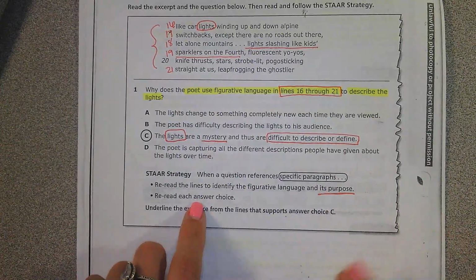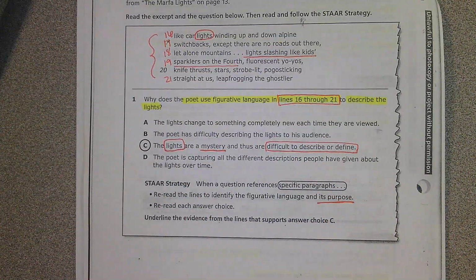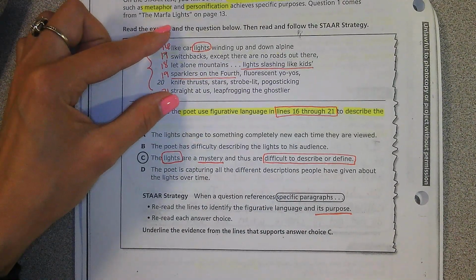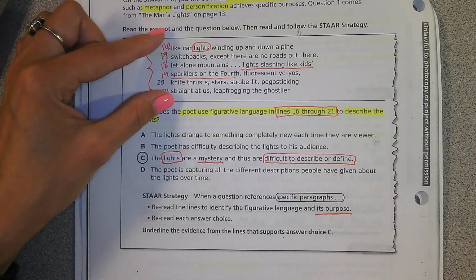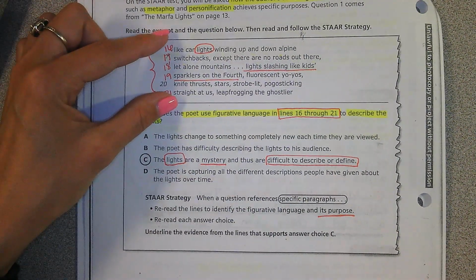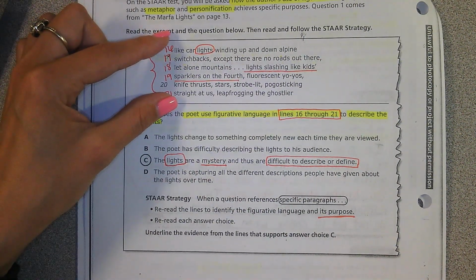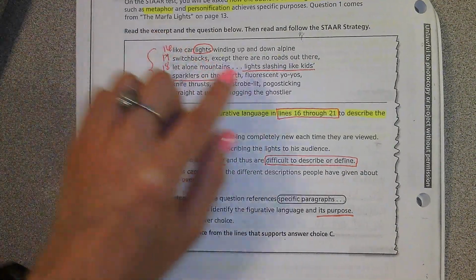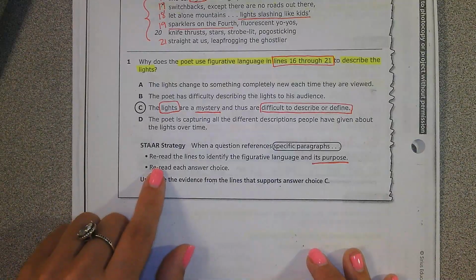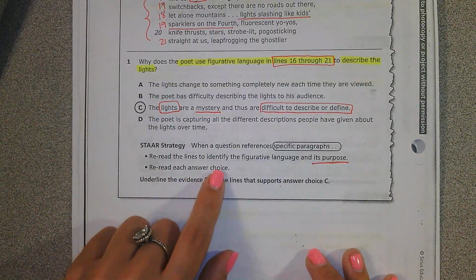Okay? Then we want to identify that purpose. Like, what is the purpose of line 16 to 21? What are they trying to tell me? So that's where you got to ask yourself the question, okay, what was this talking about? And obviously, right, I didn't only read it one time, I had to read it a couple of times to understand what it's trying to say. And even then, I don't understand 100% of what it's trying to say, but I know it's trying to describe lights.